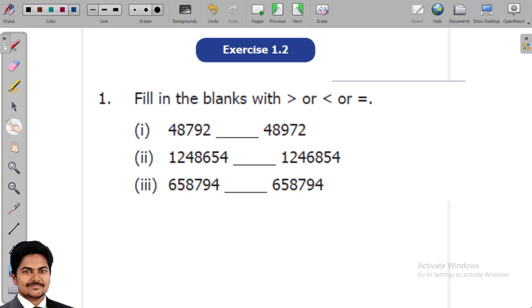In this class, we are going to solve all the problems in exercise 1.2. First question. Fill in the blanks with greater than or less than or equal symbols.